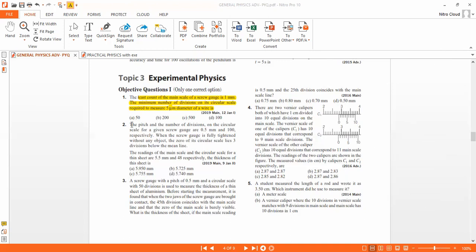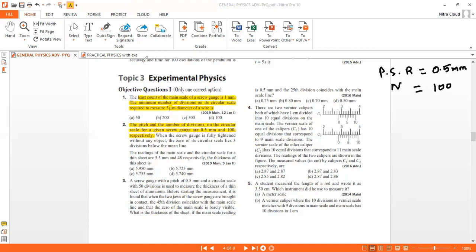The pitch and number of divisions on the circular scale for a given screw gauge are 0.5 mm and 100. Firstly, they gave the pitch scale reading, which is 0.5 mm, and the number of circular scale divisions, which is 100.